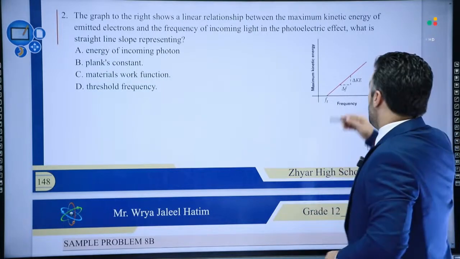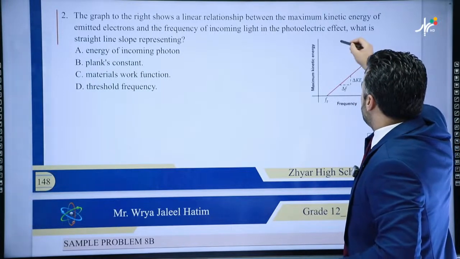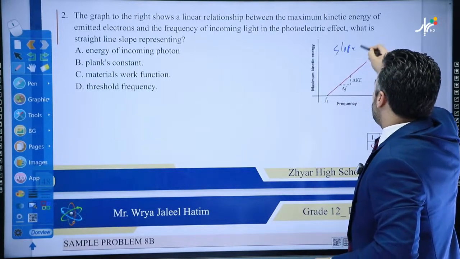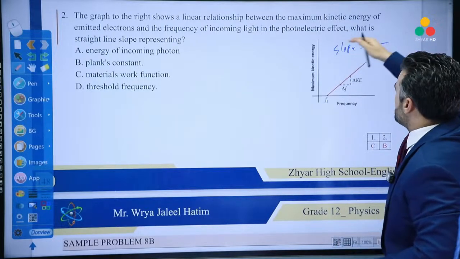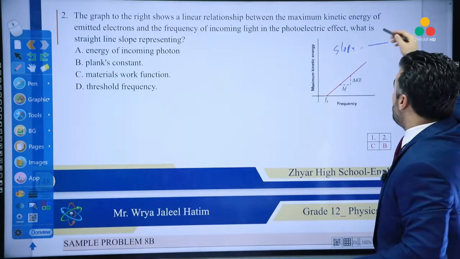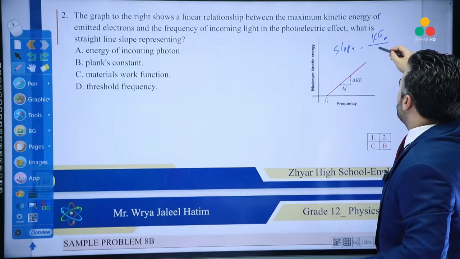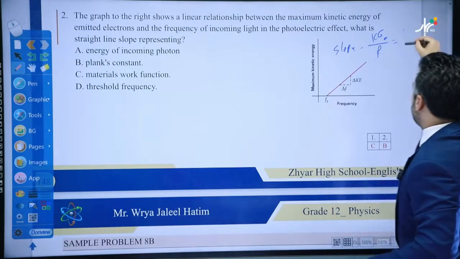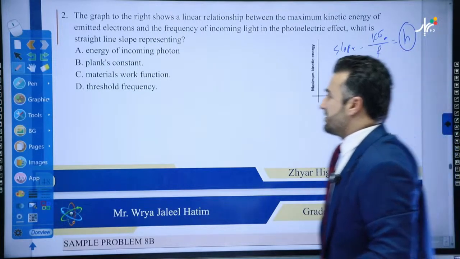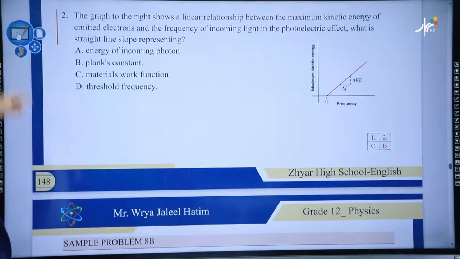But again, why? Because when you find the slope, the slope is equal to delta y over delta x, or rise over run, that is basically maximum kinetic energy over the frequency. And of course we said this is equal to Planck's constant. So which one is it? We can say it is option B here.